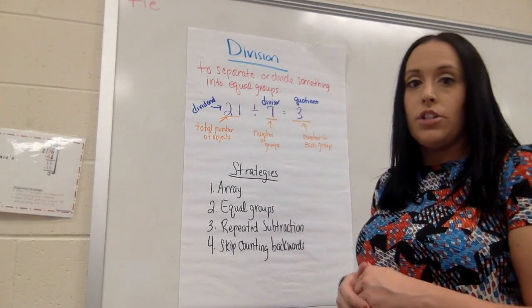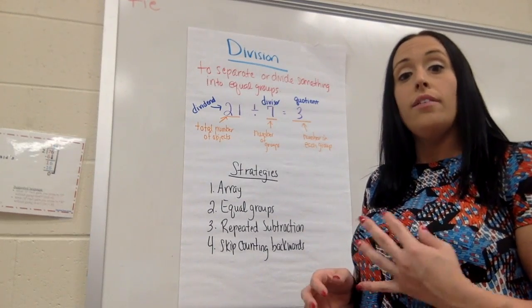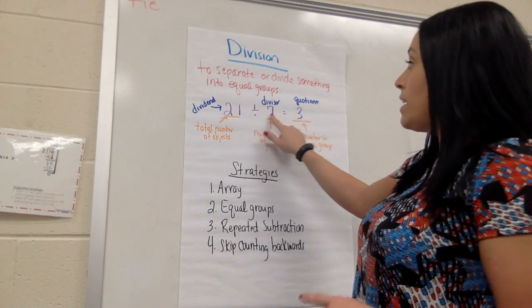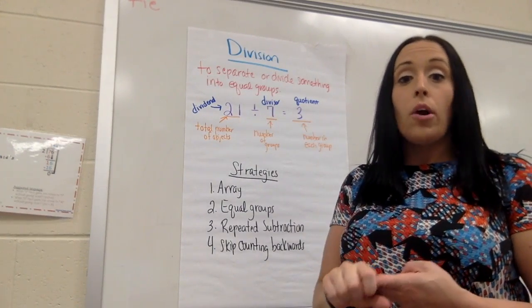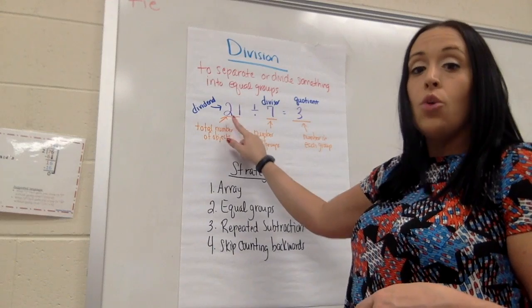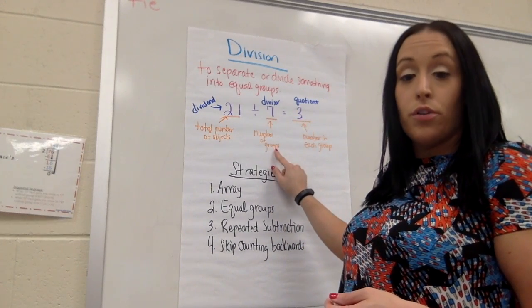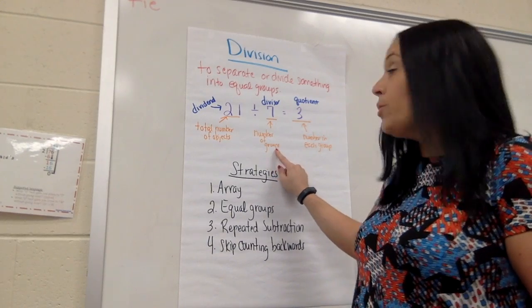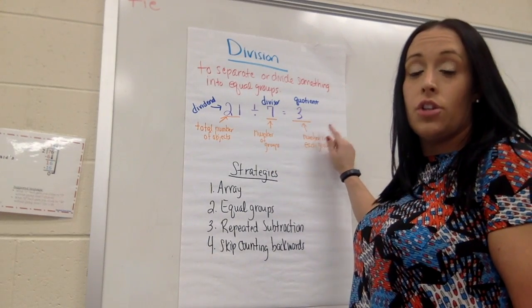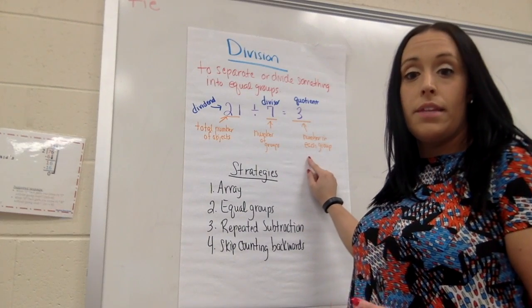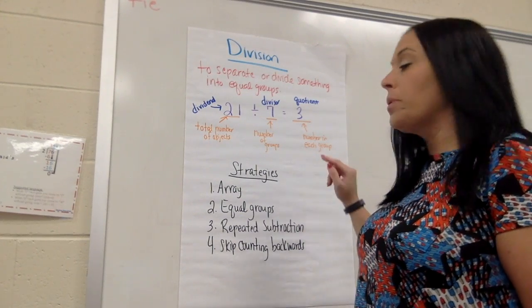When I start teaching division, I normally go over the different parts of an equation. So 21 divided by 7 equals 3. Now there's 3 parts to the equation. There's the dividend, which is the total number of objects that you have, our divisor, which is the number of groups that we're looking to separate those into, and then our quotient, which is the answer to the division problem, which is normally the number of objects in each group.